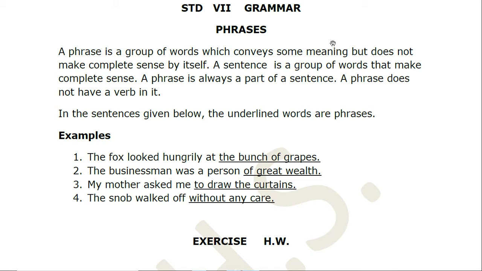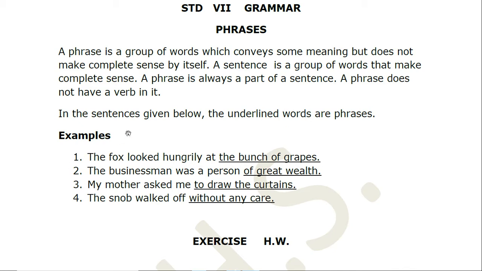Okay, now let's read. A phrase is a group of words which conveys some meaning but does not make complete sense by itself. A sentence is a group of words that makes complete sense. So that's just what I told you. It makes complete sense. It's a whole sentence. A phrase is always a part of a sentence. A phrase does not have a verb in it. Okay, whatever I have explained, everything is here. In the sentences given below, let's look at the examples here. The underlined words are phrases.